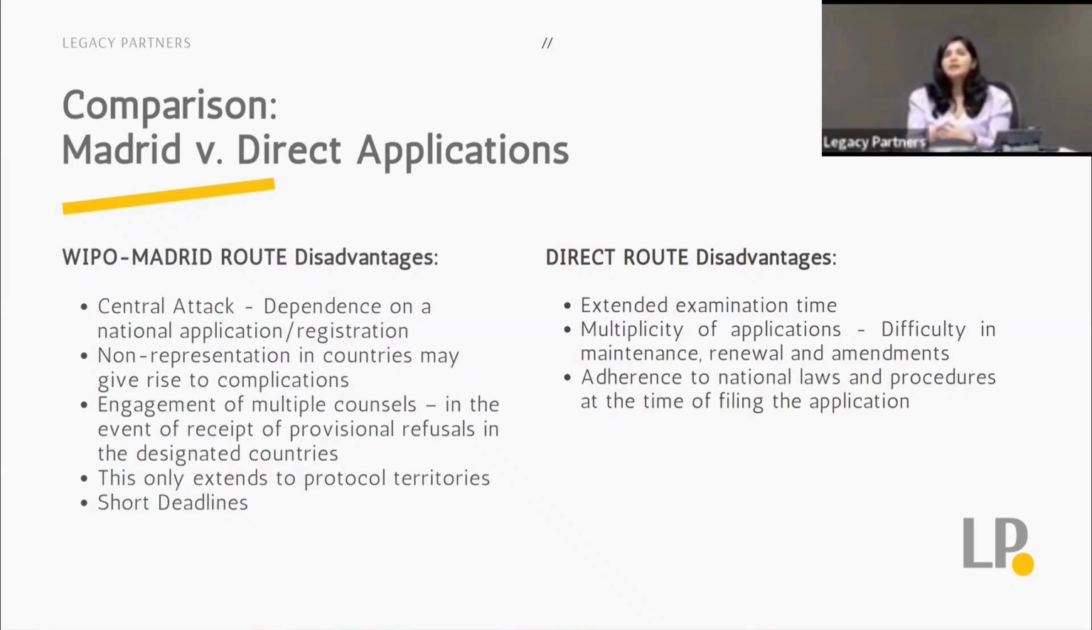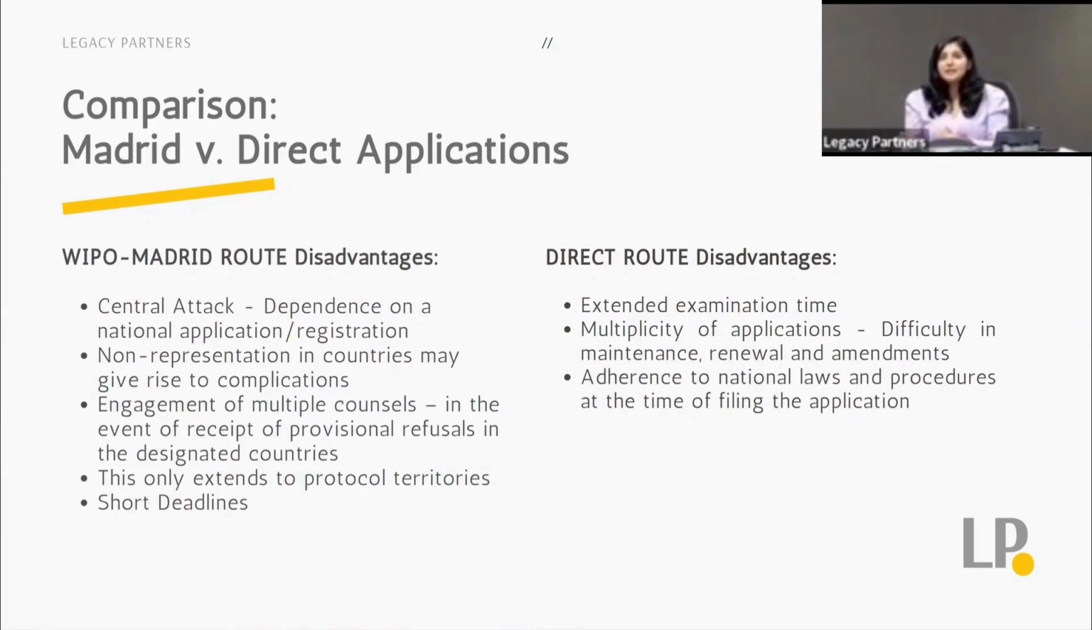Another limitation is, as I mentioned, it only extends to territories that have accepted the Madrid protocol. Another thing is short deadlines. Like I said, the response time to office actions issued by these individual countries differs from country to country. For some countries, it may be 15 days. For some countries, it may be 1 month or 6 months or whatever it is. So by the time WIPO notifies us that something like this has happened, the deadline for us to respond also becomes extremely short. So this is one of the challenges in Madrid routes.